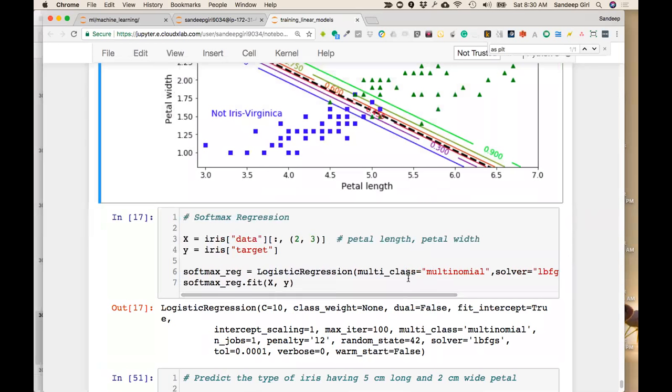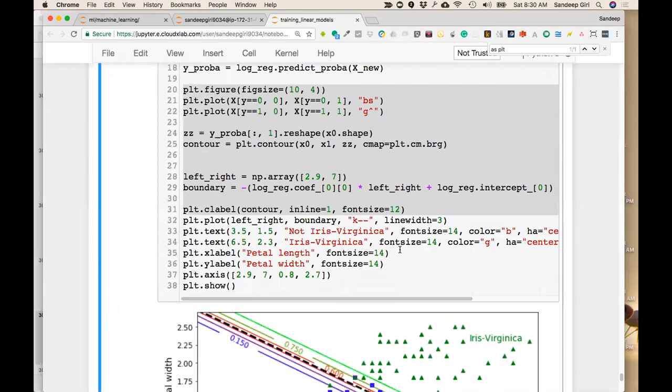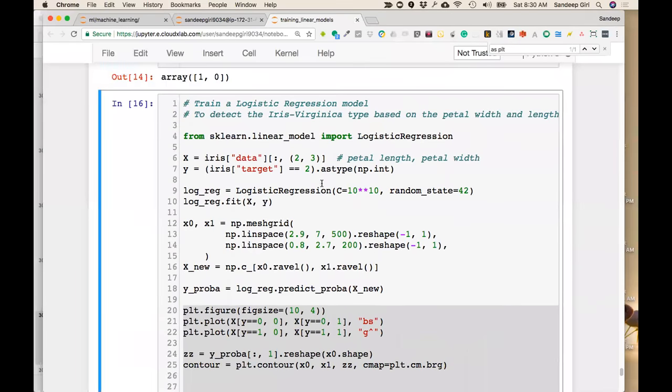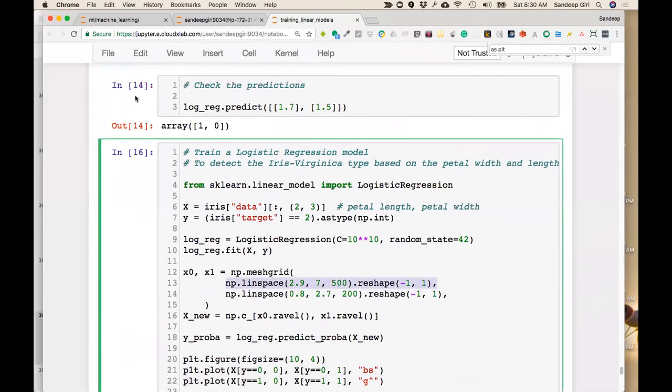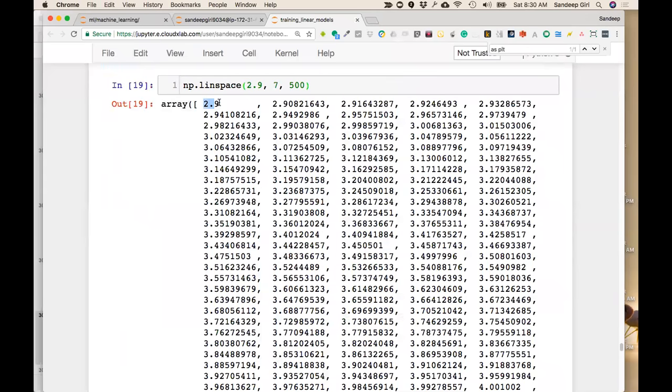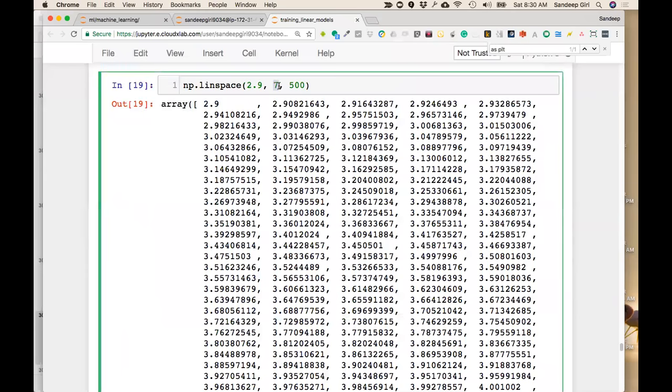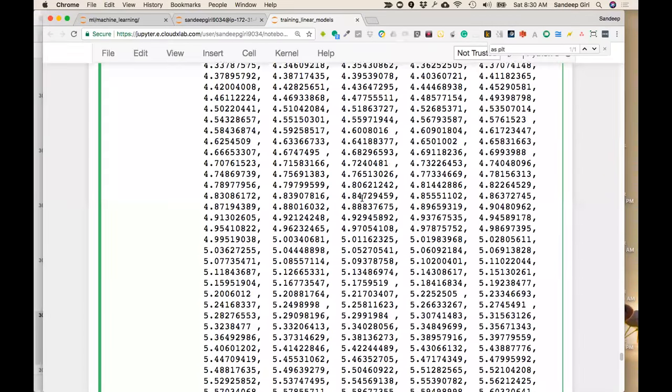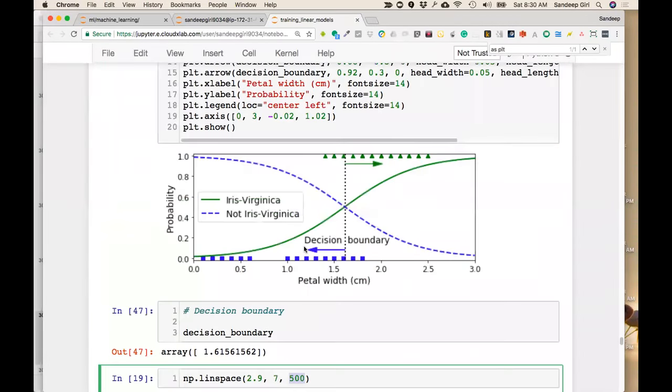So a question from Inta is, what is -1 in reshape? We're converting an entire row into a column. Let me just show you what it means. So here we are saying it starts from 2.9, it'll go up to 7, and we are saying 500 points. Okay, meaning there'll be 500 records, because in this data set we have 500 records.